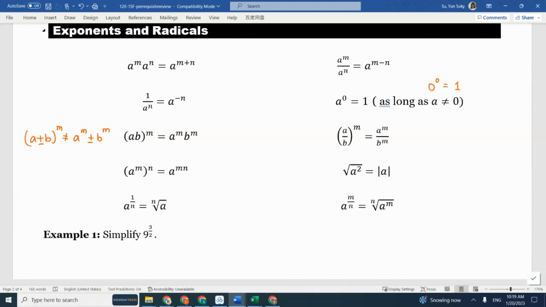And then a to the m to the n is a to the m times n. Sorry, last time it rained, I pressed the button wrong, so it rained another 9 minutes.